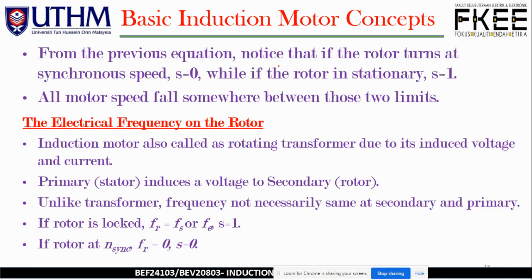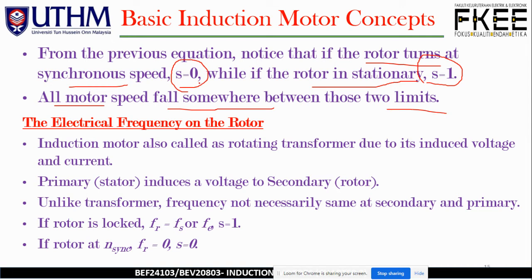From the previous equation, notice that if the rotor turns at synchronous speed, S equals 0, while if the rotor is stationary, S equals 1. All motor speeds fall somewhere between those limits. This means the motor speed falls between S equal to 0 and S equal to 1 as the maximum. Now get back to our equation where n_m equals (1 minus S) n_sync.